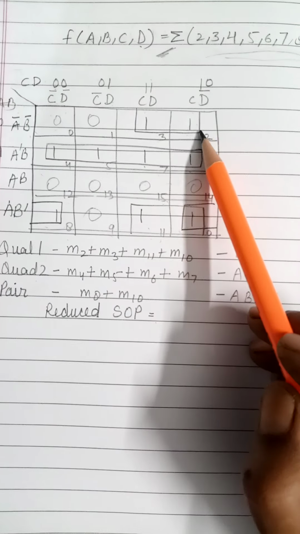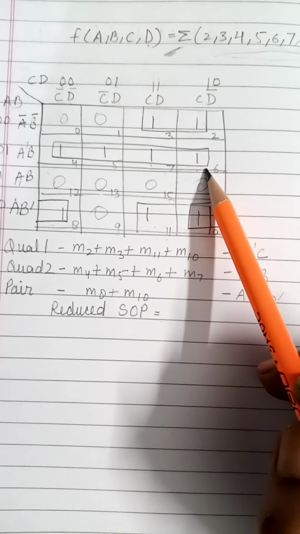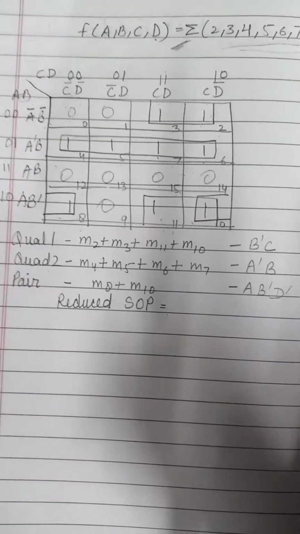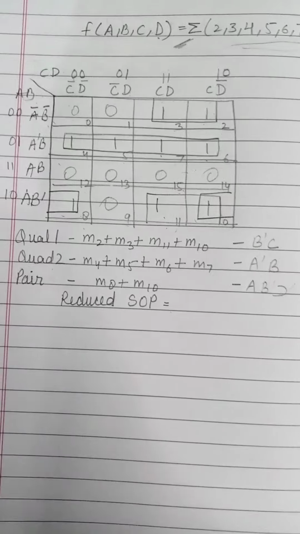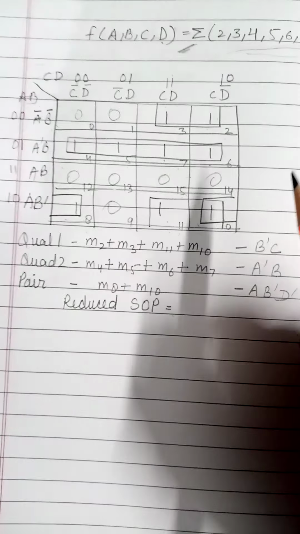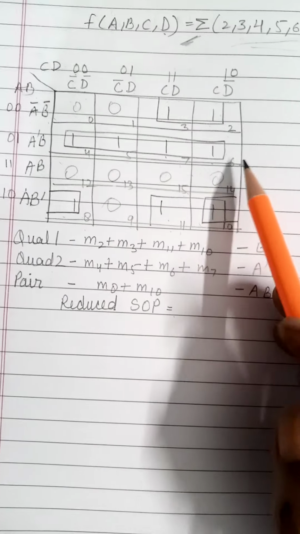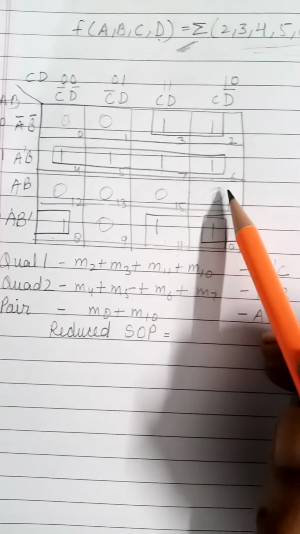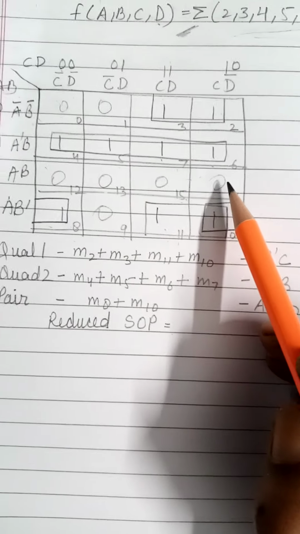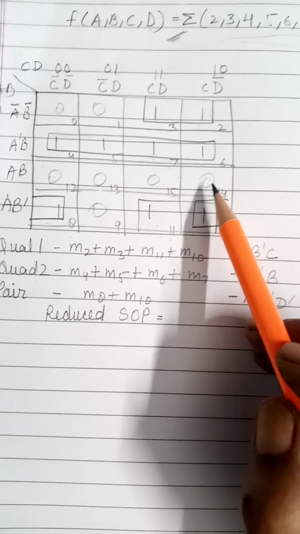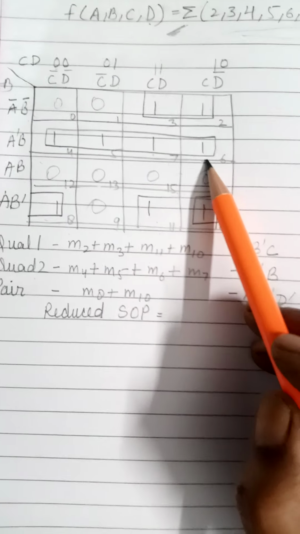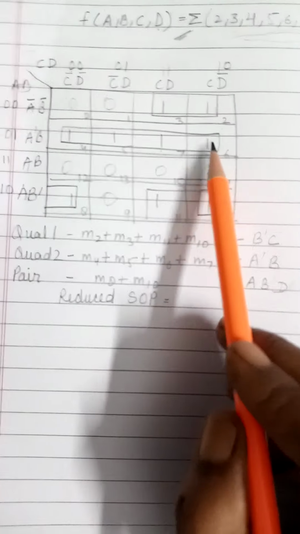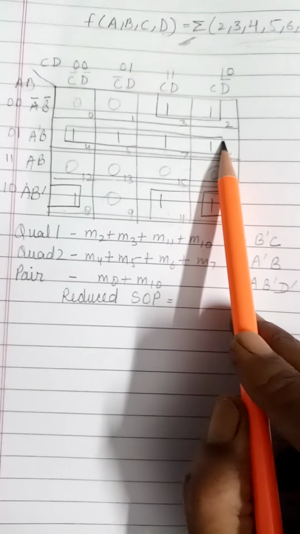Now make groups of 1s. Search for a group of 8 ones. No such group is there in your map. Group of 8 is not here. You can't make an octet in this map. Now search for a quad. Quad is a group of 4. 4 ones are there. Yes. 1, 1, 1, 1 in continuation. So this will be a group.